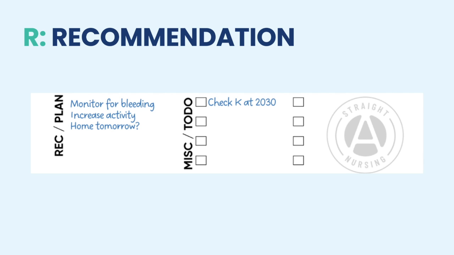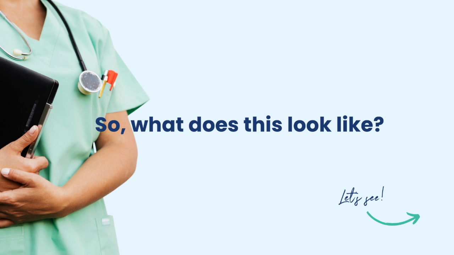And then for our to-do section, this would be if the nurse is telling you in report that, for example, she replaced the patient's potassium at a certain time. You know you need to go back and check that potassium level at a specific time. So I'm going to jot that down on my to-do list right now so I don't forget. So what does this look like? Let's take a quick look.